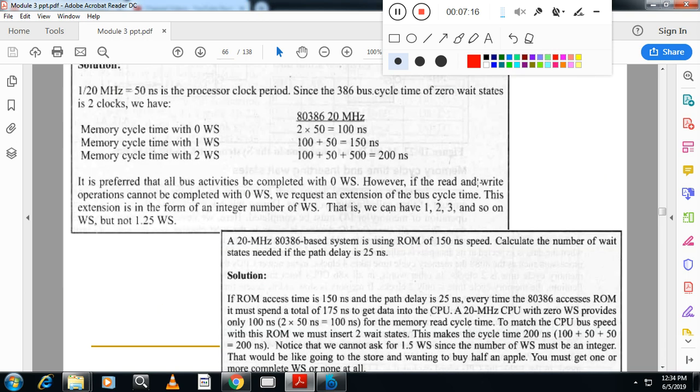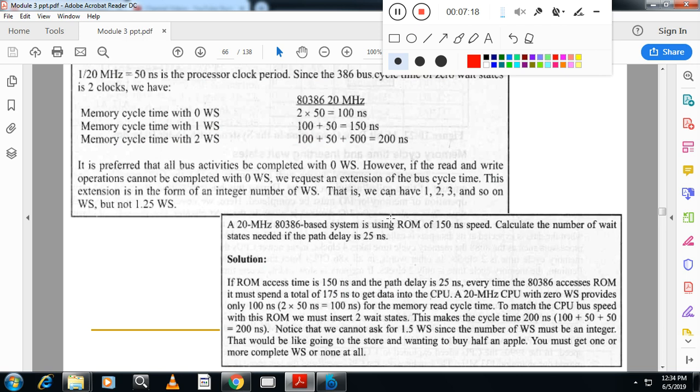So you have to calculate like this. One more problem is there. I will give this as an assignment. Please go through it. In case you have a doubt, you can message me.